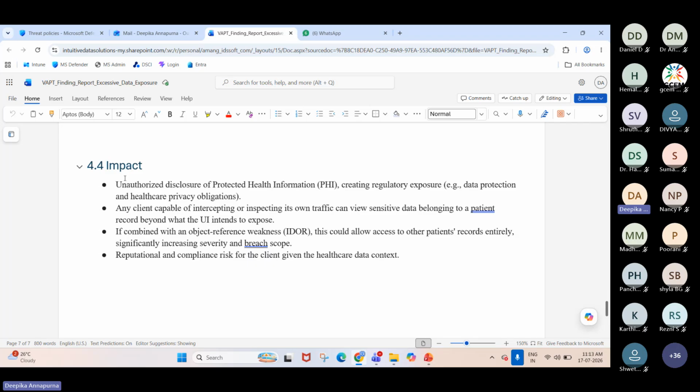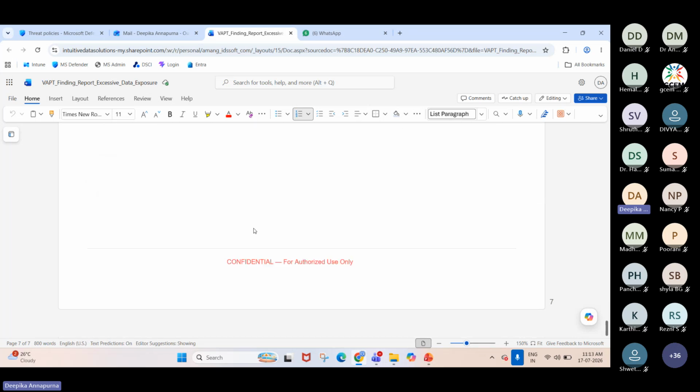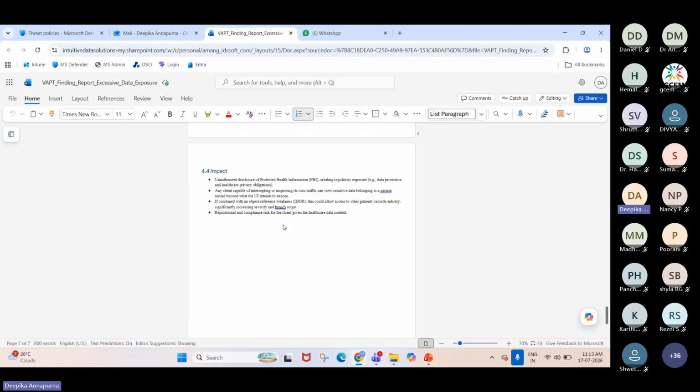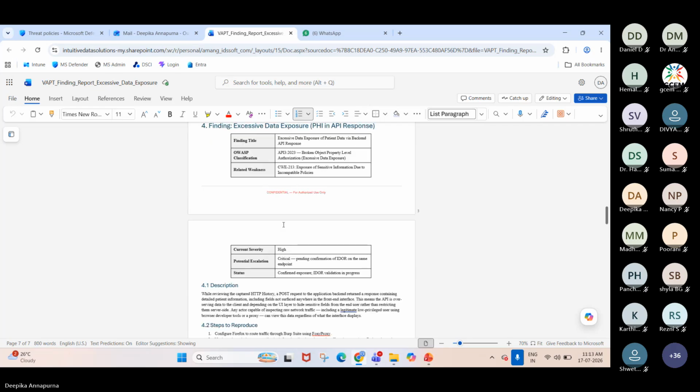So what happened here? Unauthorized disclosure of protected healthcare information. So this is a regulatory exposure, data protection and healthcare privacy obligations will be affected. This is the impact on the business. This is how the VAPT report is going to be. Okay.